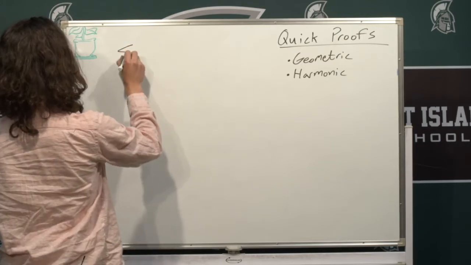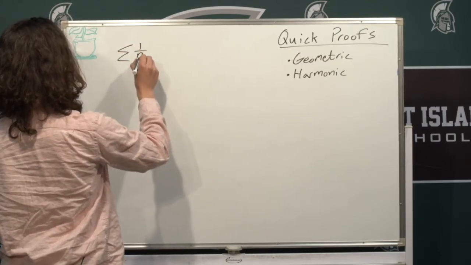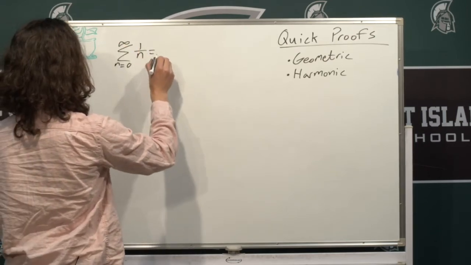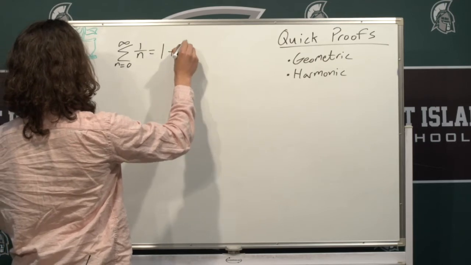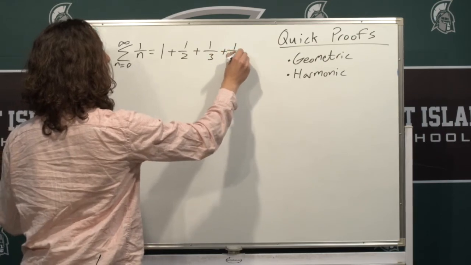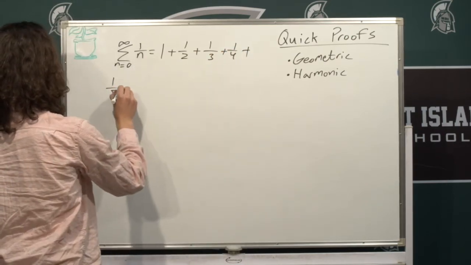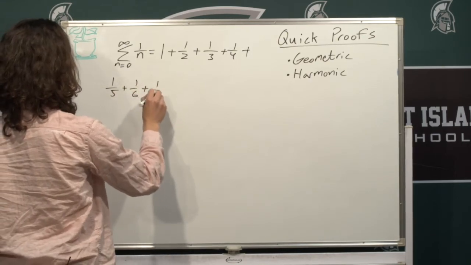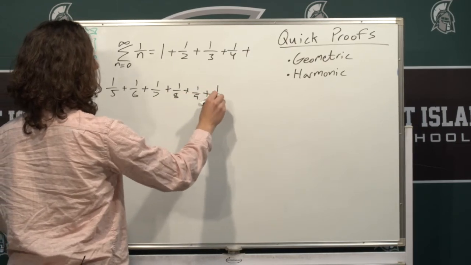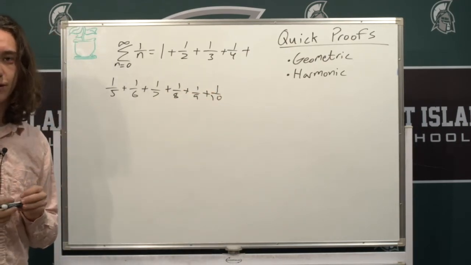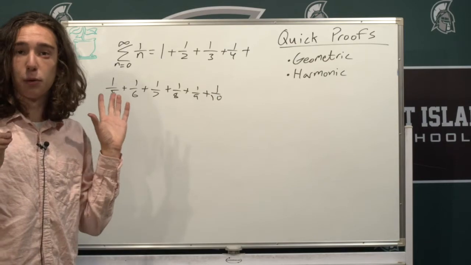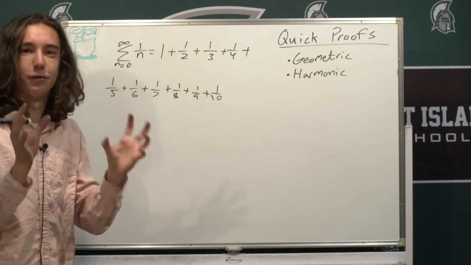So I can say the sum of 1 over n, n equals 0 to infinity, is equal to 1 plus 1/2 plus 1/3 plus 1/4 plus 1/5 plus 1/6 plus 1/7 plus 1/8 plus 1/9 plus 1/10. And you're going to be wondering why I wrote out so many of these numbers, but it's because we can group this infinite list into an infinite number of groups of these numbers.